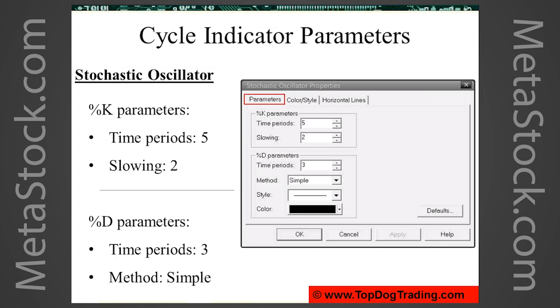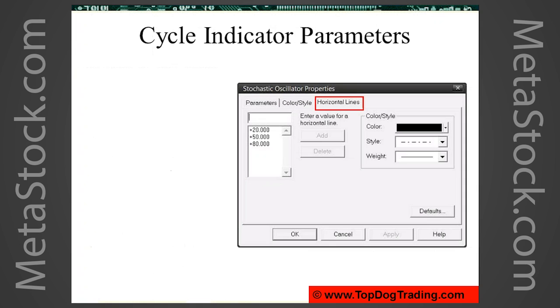Now, the stochastic indicator is actually a momentum indicator, but I found it works great as a cycle indicator when you change these inputs, and the irony is it works great as a cycle indicator specifically because it's a momentum indicator. Hold on to that thought for just a minute because I know that might sound a little strange, but I'll come back to it and explain that. And then, by the way, with the horizontal lines, we need to put in 20, 50, and 80 on the stochastic. Those horizontal lines, we use those, and I'll show you how we use those too.